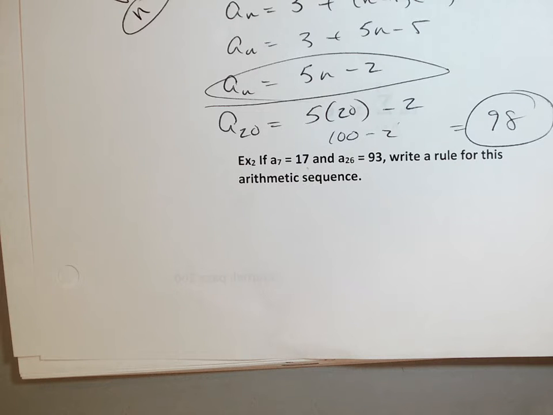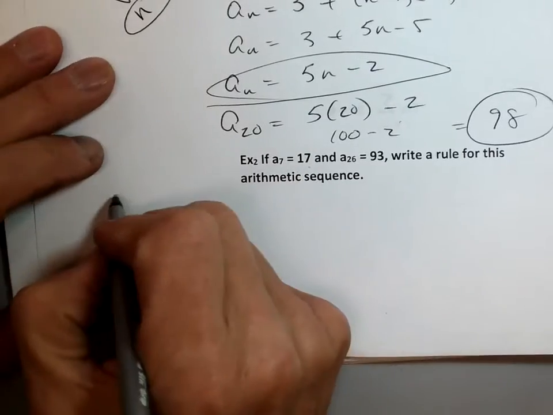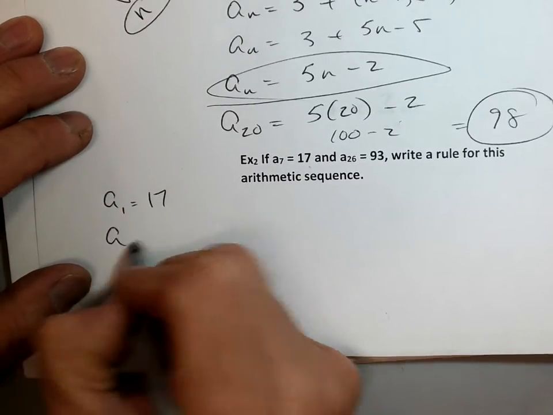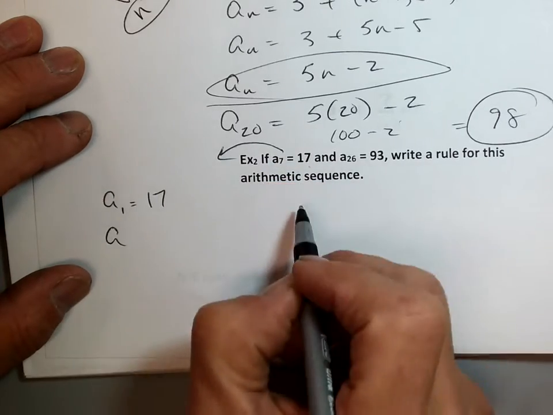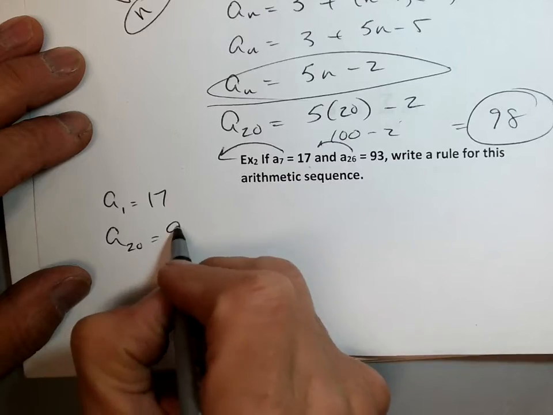Well, let's use my formula. Okay, can I erase all this? Yeah. Okay, I'm going to erase all this, and I'll put it back on my notes. So what I did, I'll write on the notes, is I shifted: A7 became A1, which is 17. And that means I shifted this one back 6. So I'll say A20 is 93. How's that going to help me?